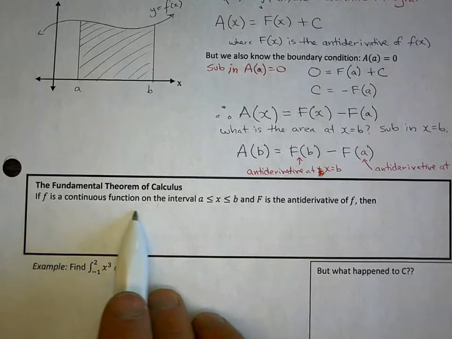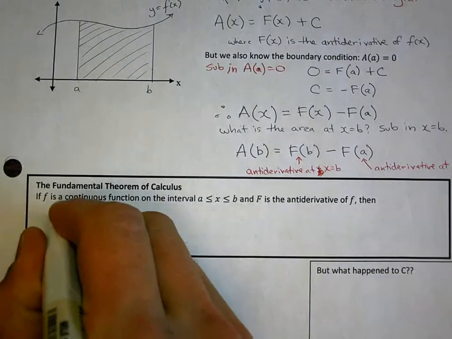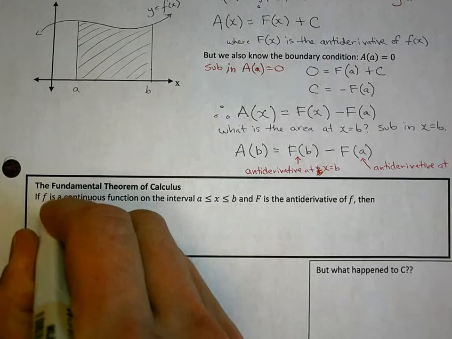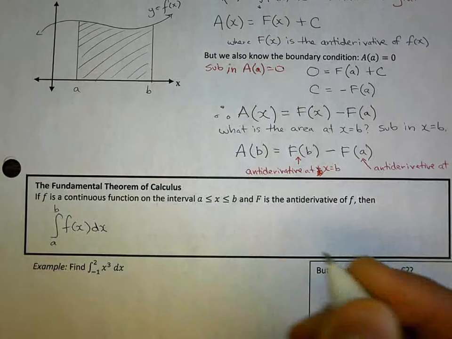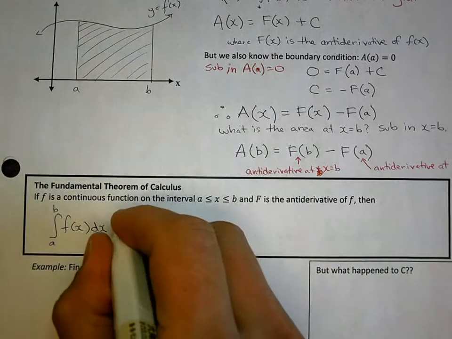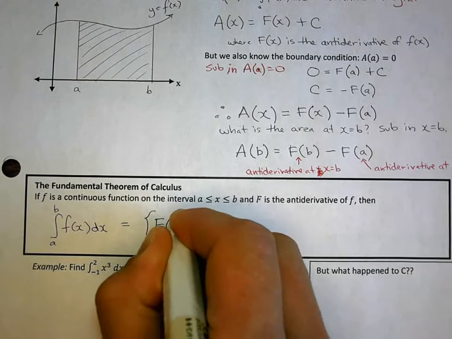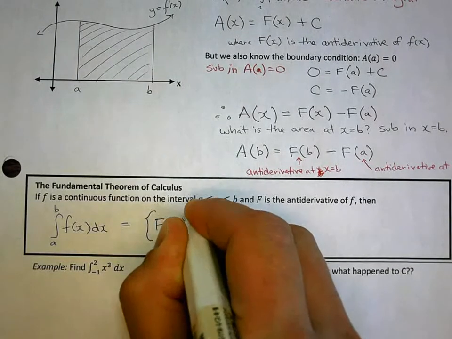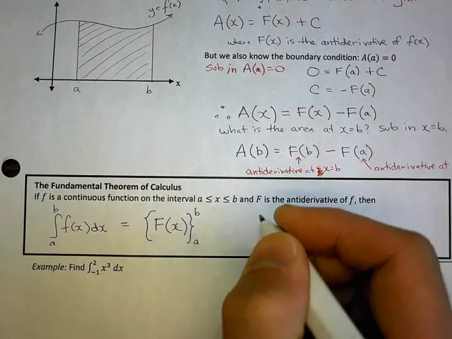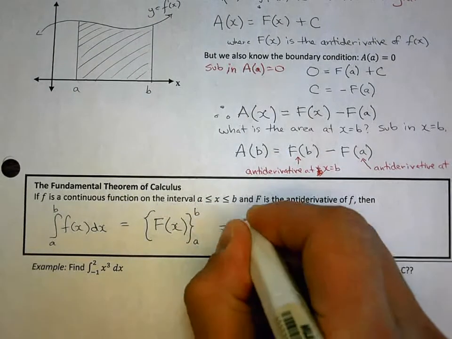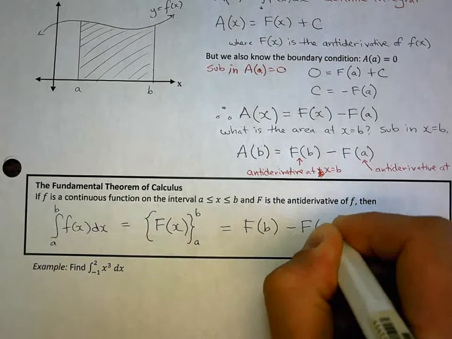So if f is a continuous function on this interval a to b, and F is the antiderivative, then the definite integral from a to b of f of x dx, also known as the area under the curve, is equal to the antiderivative of f with the bounds a and b, or if you want to actually write that out, that's big F at b minus big F at a.